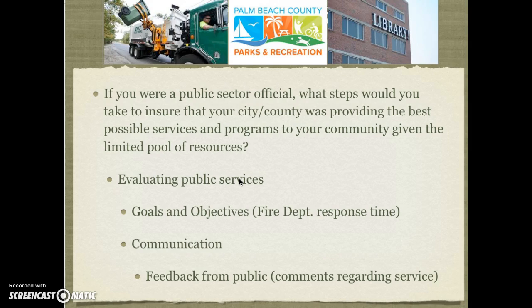All right, so oftentimes during council meetings, people may come forward to complain about their dissatisfaction with a particular service. Or they may come forward to commend the city for something that happened or regarding a service that they received and how efficient and effective it was, okay? So these are just a couple of ways.